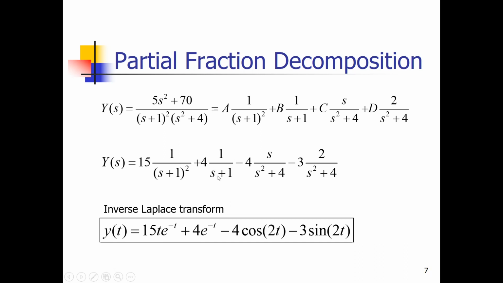Well, this is an easy one, 1 over s plus 1 yields in the time domain e to the power minus t, multiplied with 4 is 4 times e to the power minus t. This is a cosine, the cosine of 2 times t multiplied with minus 4, and this is the sine of 2 times t multiplied with minus 3. And this value for the time domain expression is only valid from t is 0. That was also the case in the first example. So it is always valid from t is 0.